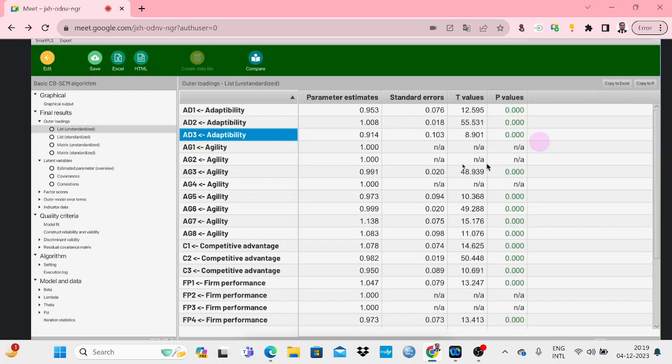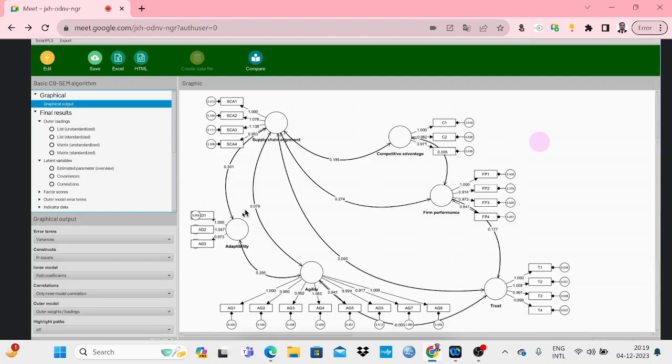Then in the second construct, you can see that it has taken two of these loadings as constants, because in CBSEM what happens is it takes one of the indicators in every construct as a constant and sets its value to 1. But don't worry about it.